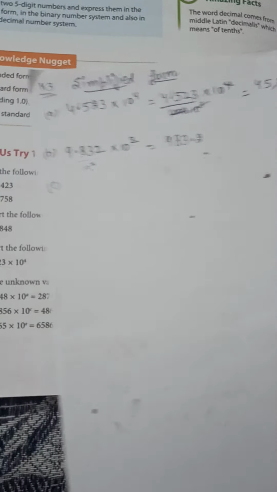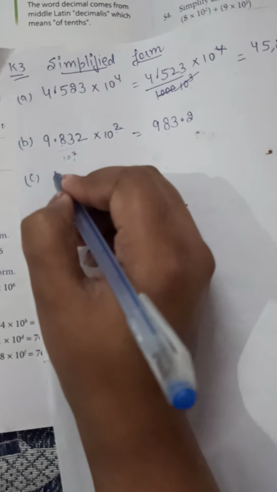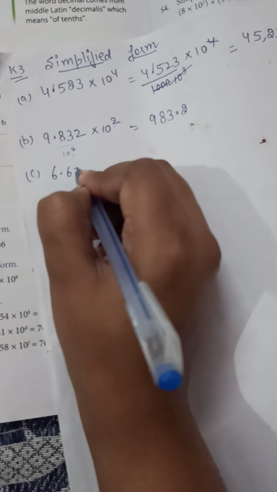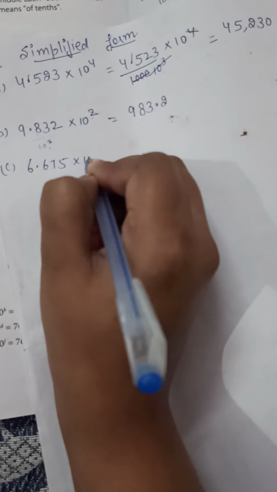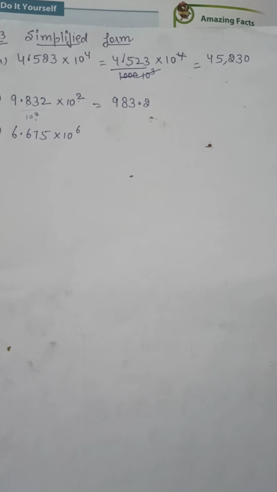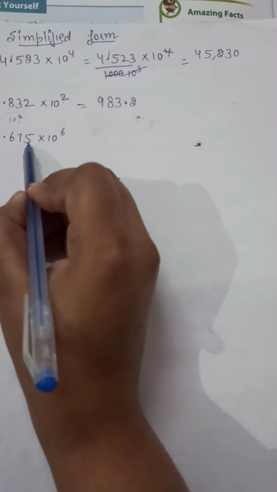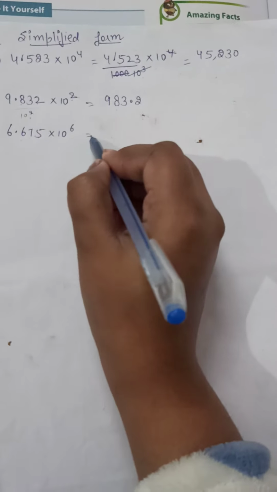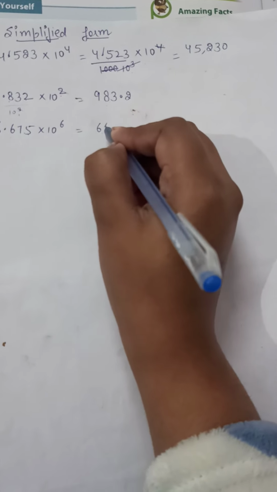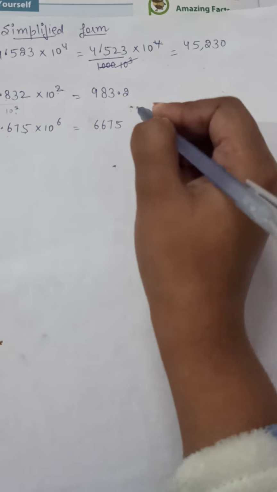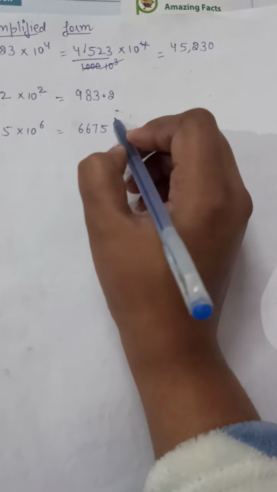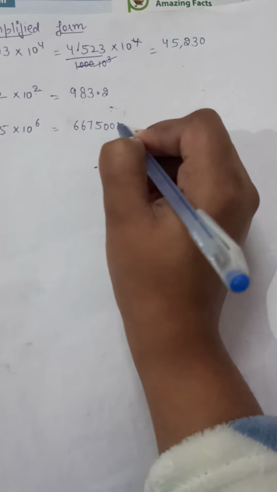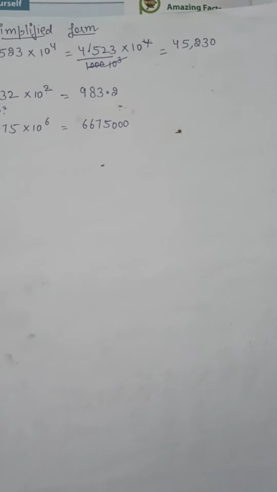Now come to the C part. Let's see one more. 6 decimal 675 multiply with 10 to the power 6. Now check, after decimal how many digits is given? 1 2 3. How many are there? 6. 6 minus 3 is 3, so 6 6 7 5, 3 zeros will come here, 1 2 3, right?